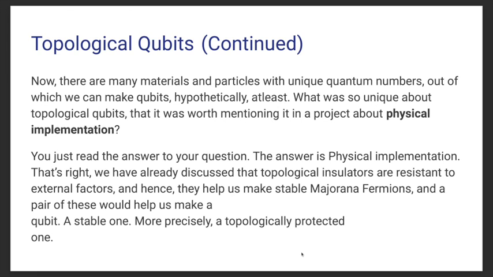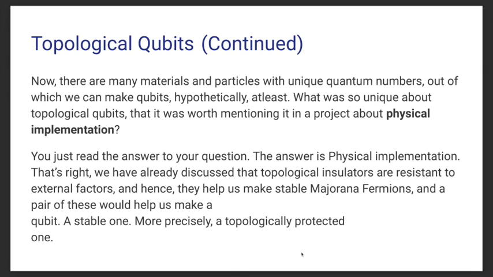Since we added the topic in a physical implementation project, you may ask, why? Well, you just called the answer. Yes, the answer is physical implementation. And physical implementation is why topological qubits are mentioned in the project. Topological qubits are resistant to external factors and have properties which can be used to make qubits. Now, let's say that again. They are stable and we can make qubits out of them.